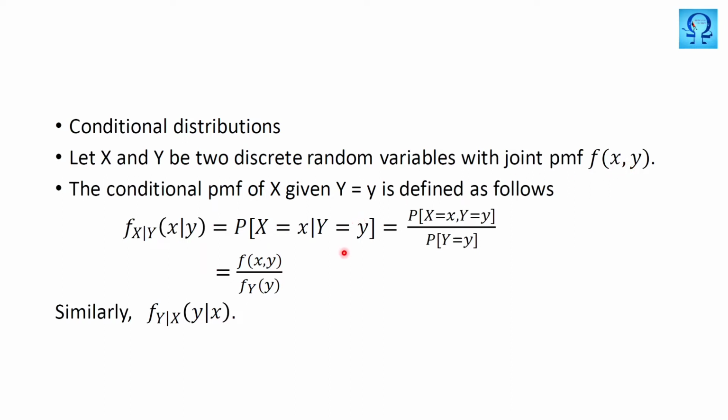Out of which we fix one value for one of the random variables and we try to look for the conditional probability mass function of the other variable. This is denoted as f of x vertical bar y, that is x given y. It is read as the probability of X equals x given Y equals y, which means assuming this Y equals y event has happened, what is the probability that X equals x is happening?